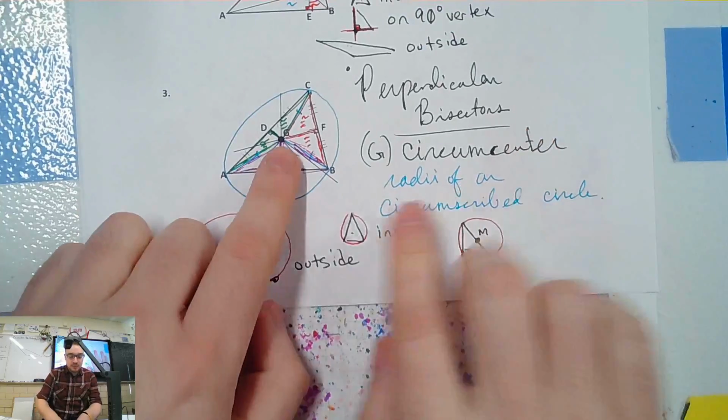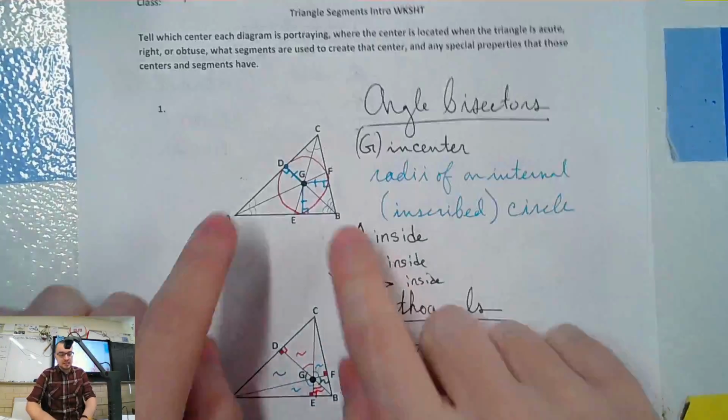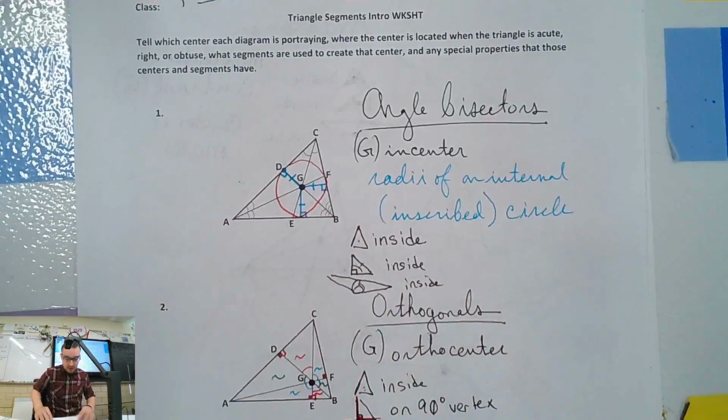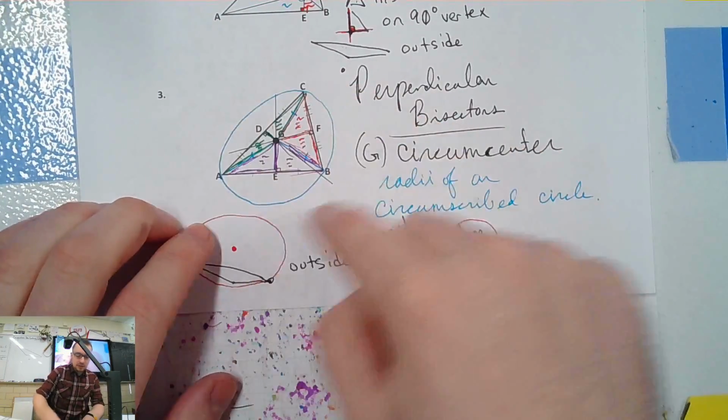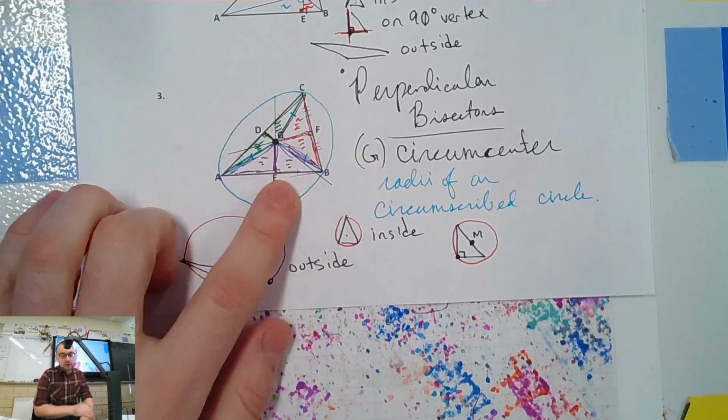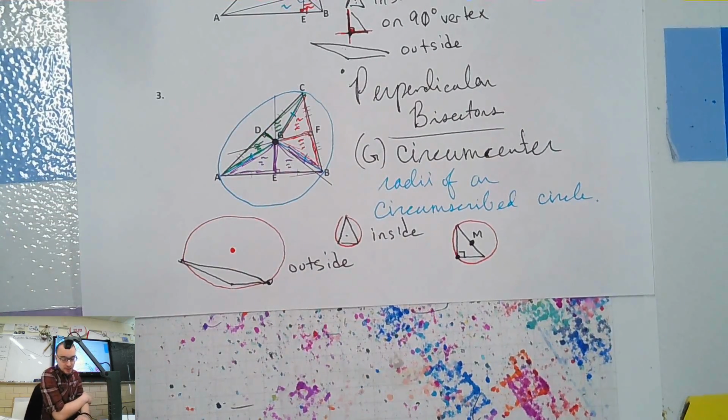We talked about perpendicular bisectors and how they make the circumcenter. The circumcenter is the same distance from every vertex, whereas the incenter is the same distance from the sides. The circumcenter is the same distance from the vertices. And so we have a circle that goes around that. We've got a bunch of congruent triangles in there, but we're not going to worry about that too much.